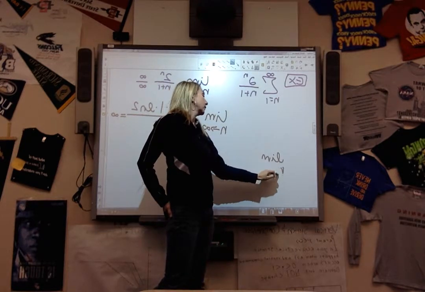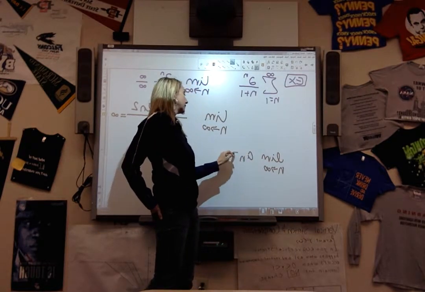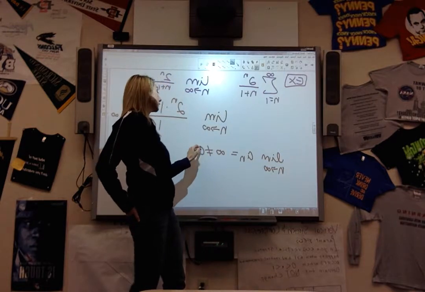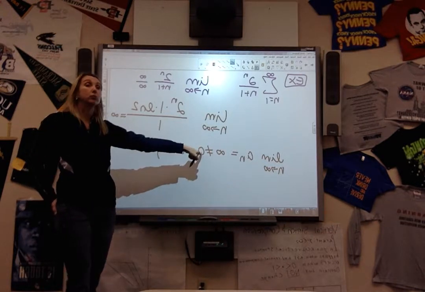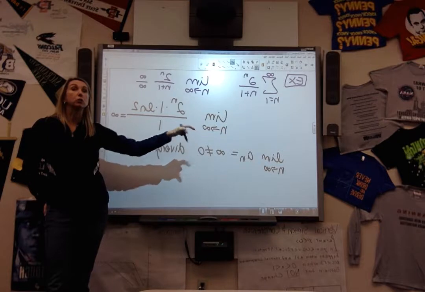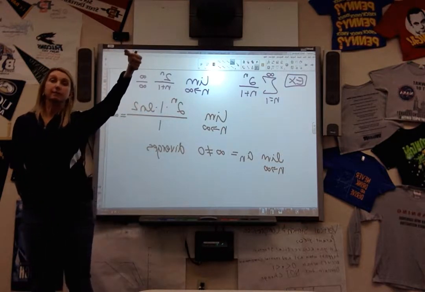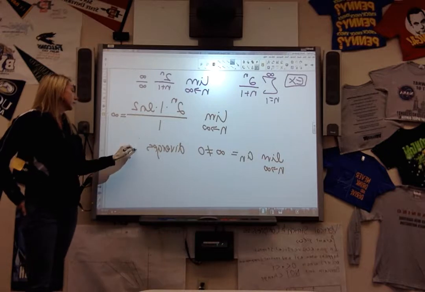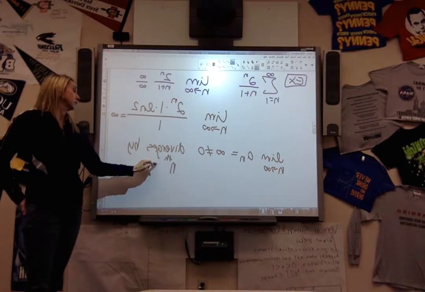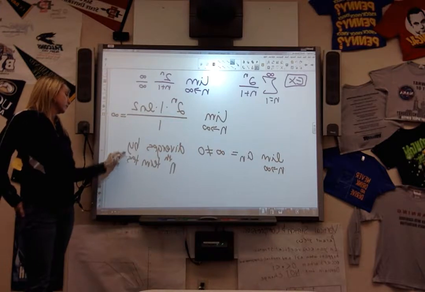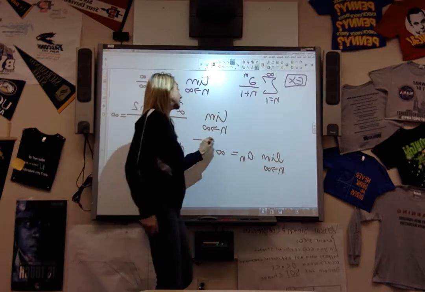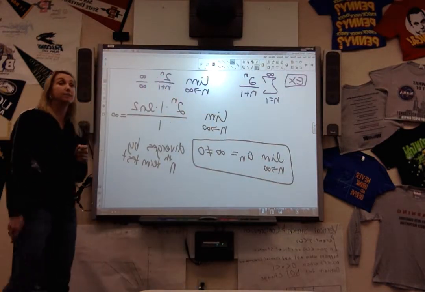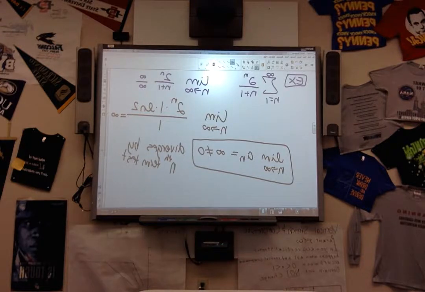My limit as n goes to infinity of a sub n was infinity, which is not 0, so it diverges. You have to write all of this? Yes, because you have to show me you knew the condition. You have to show me that you knew that any limit other than 0 was causing it to diverge. So you have to tell me converge or diverge, you have to tell me the test, and you have to tell me the condition of the test that was met. The condition that was met was the limit of my general term as n went to infinity was not 0.